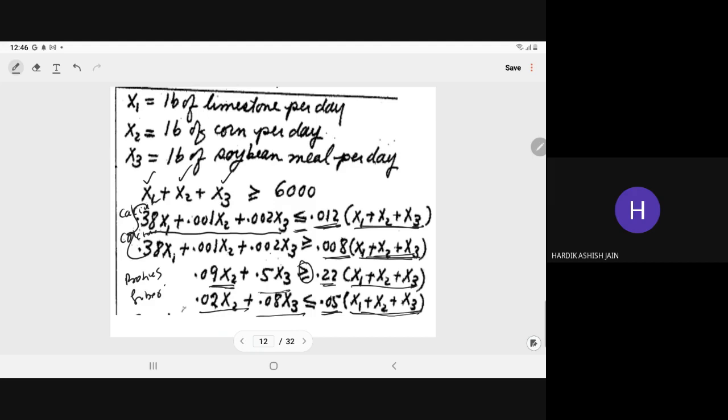Clear this part, the formulation? Now what we have to do? First we have to write this constraint in such a way that all the variables are on one side and all the constants on the other side. First we have seen the basic formulation.